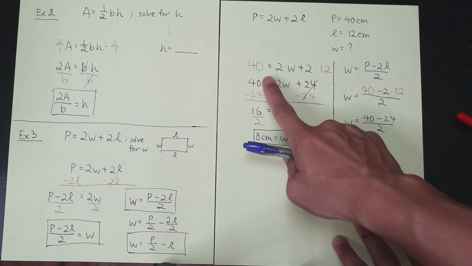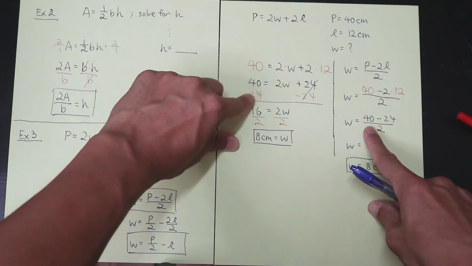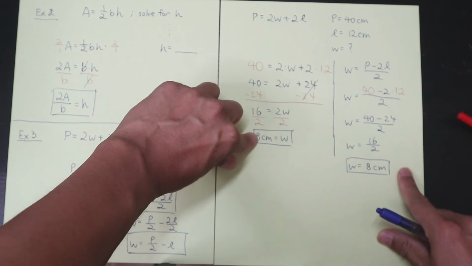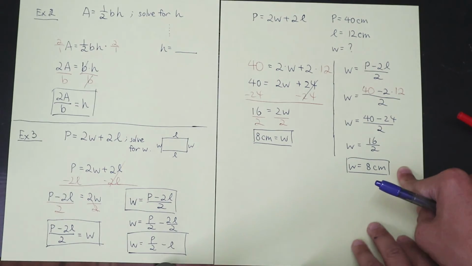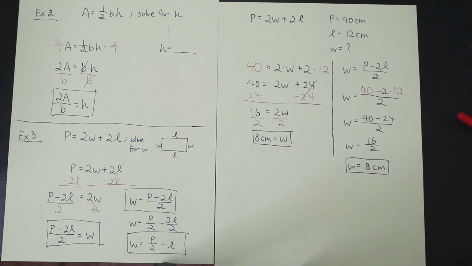Didn't we do 40 minus 24 here? 40 minus 24, right? They match. And then at the end, whatever that answer is, I divide it by 2, and I still get the same answer. So both ways will get you the same answer. And then that's pretty much the end of the lesson.